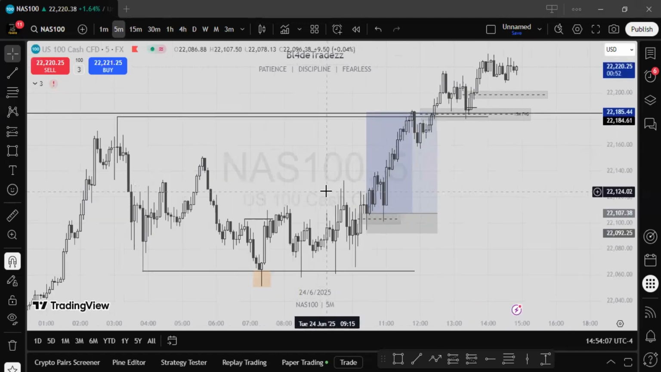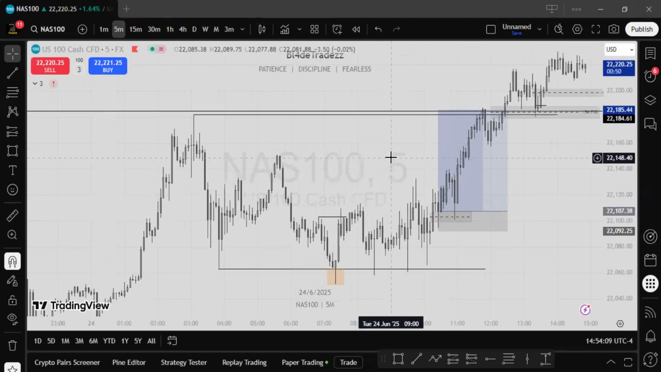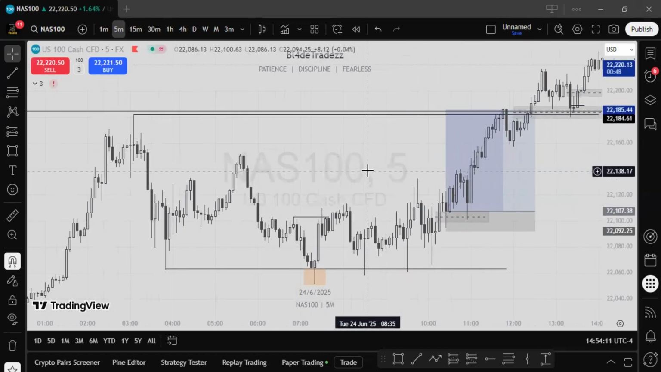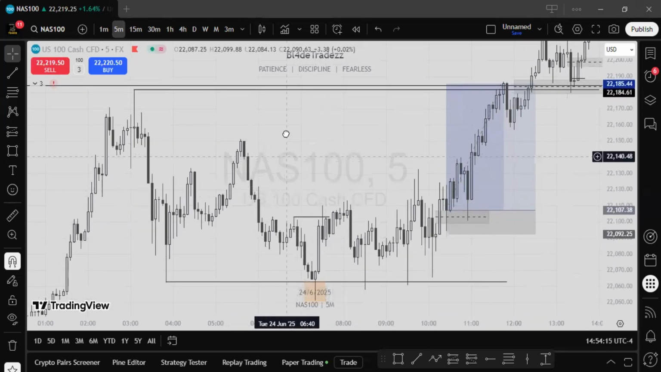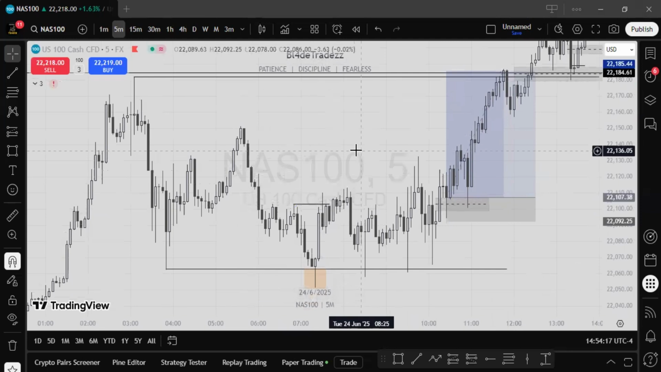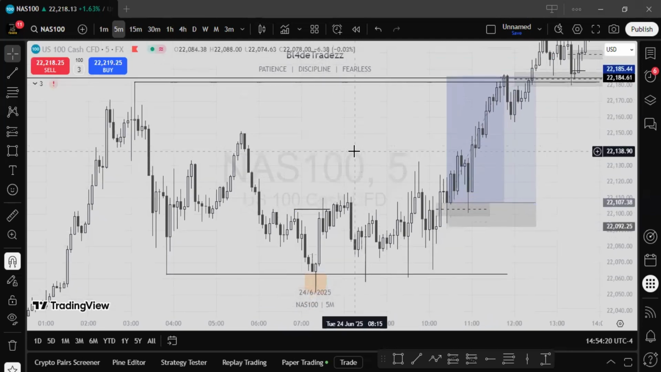But yeah, this is the candle range trade for today. And if you just implement things like this in your trading, you will see a very drastic improvement in your trading.